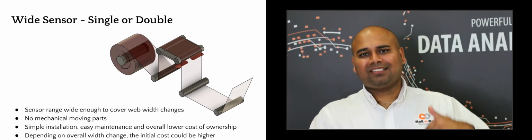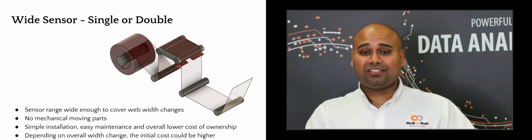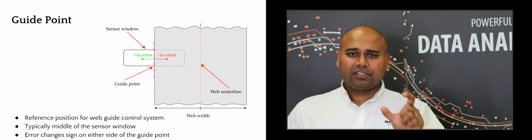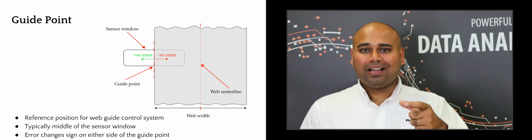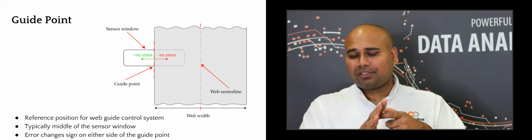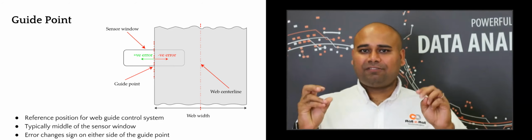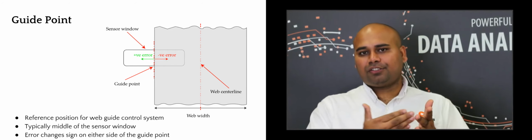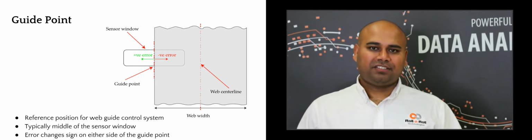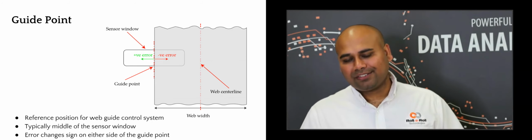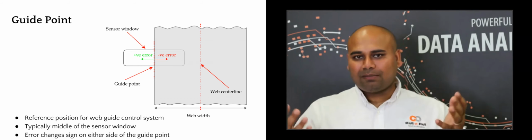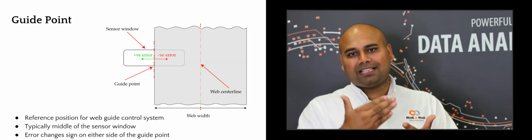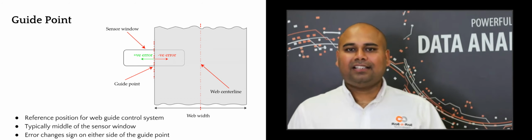One of the key things in accomplishing this is what we call a guide point. So when you have a single sensor and you're guiding the web based on the measurement from the sensor, the control system is going to use a reference signal. And that reference is usually the middle of the sensor's position measurement. So if the sensor has an output of 0 to 10 millimeters, and 5 millimeters, for example, would be the reference, and if the web goes to 4 millimeters, or if the web is at 6 millimeters, then there's an error that is being created.